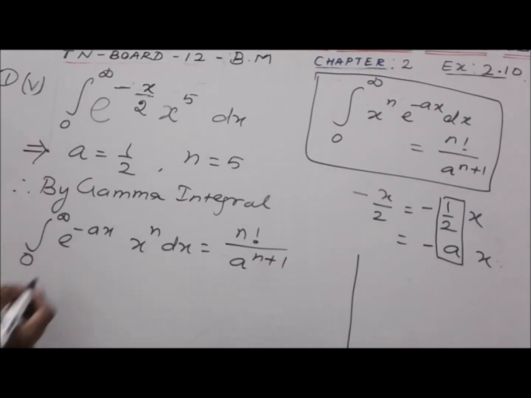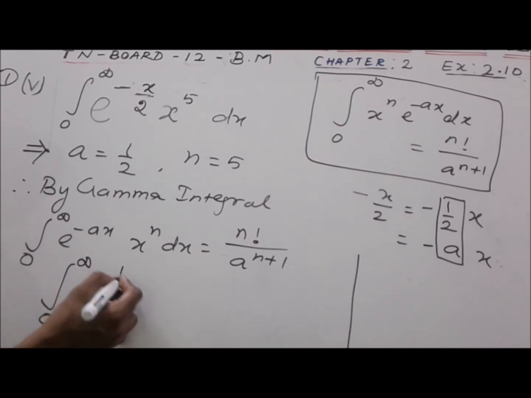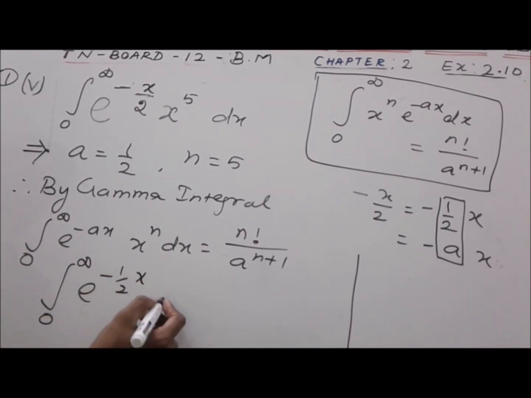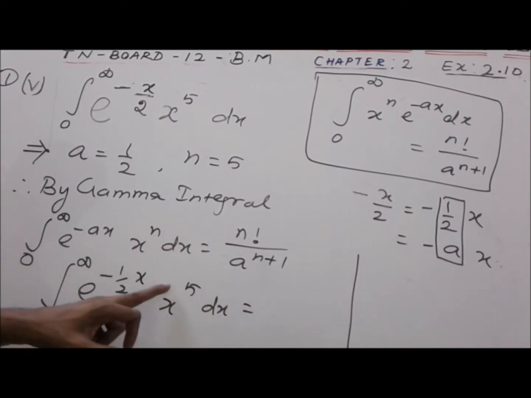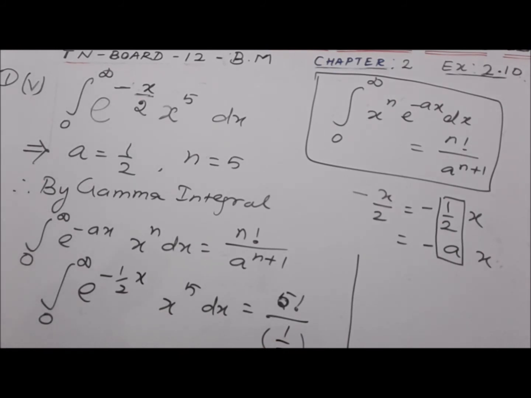So the given problem will be, therefore, the integral from 0 to infinity of e power minus 1 by 2 into x, x power 5 dx is equal to n factorial, that is 5 factorial, divided by a power n plus 1, with a being 1 by 2. N plus 1 means 5 plus 1, so 6. We can reciprocate.